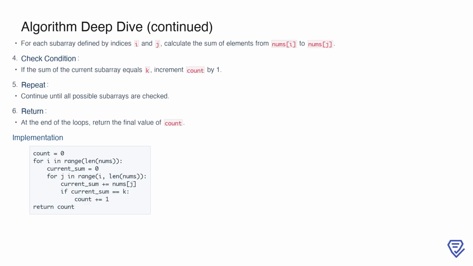that satisfy the condition. While this approach is straightforward and easy to implement, it is computationally expensive due to the nested loops. The need to calculate the sum for each subarray makes it inefficient for larger arrays. The Python implementation here demonstrates the brute force solution, where we maintain a running sum within the inner loop and increment the count whenever we find a matching subarray.